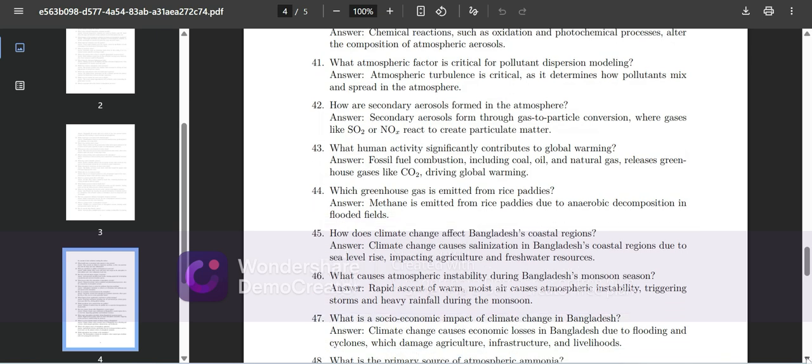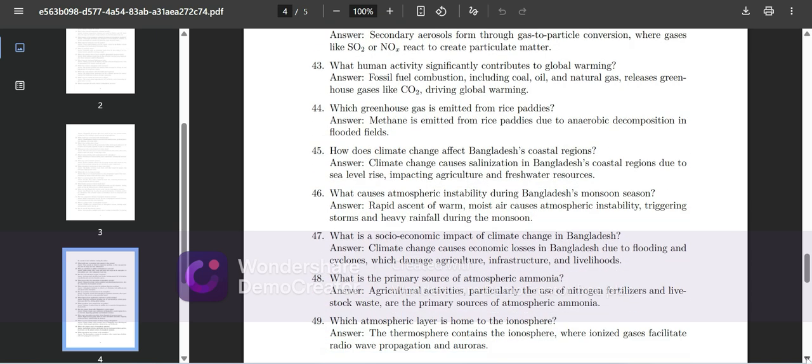What human activities significantly contribute to global warming? Fossil fuel combustion, including coal, oil, and natural gas, releases greenhouse gases like carbon dioxide, driving global warming.